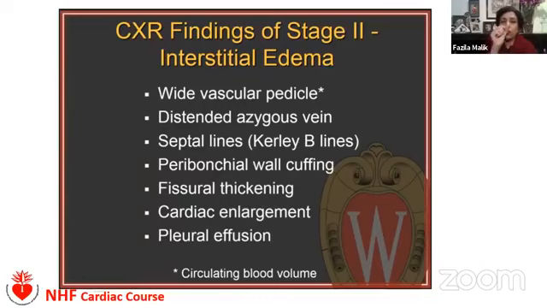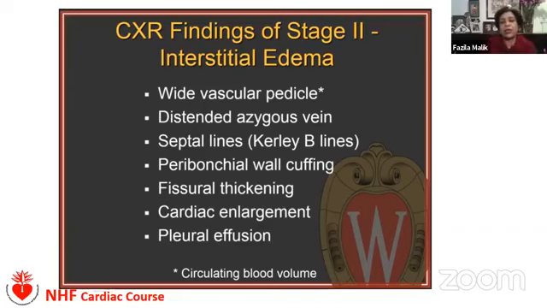There is a small dot-like structure in this vascular pedicle, which is the azygous vein, usually very inconspicuous, but this becomes very distended. You start getting the septal lines. There is peribronchial wall cuffing. So there, the bronchi become prominent, and there is opacity around this, which is also known as a donut sign. The fissures become thickened. The heart shadow may look enlarged.